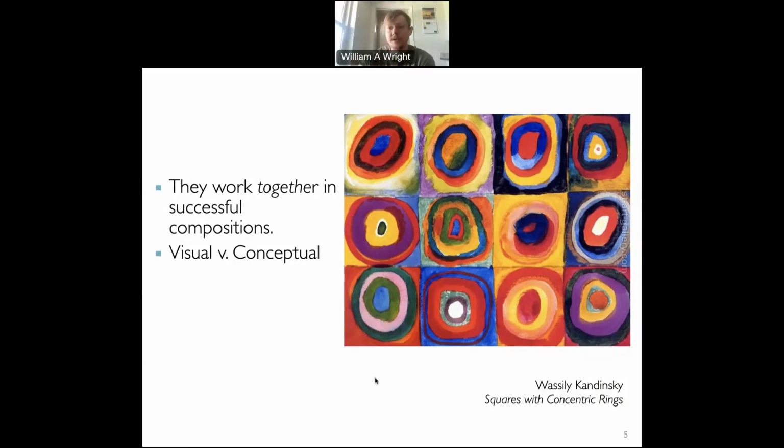But like how the things, what goes together is unity. What's different is variety. Now there are two different kinds of unity and variety called visual and conceptual. We're talking about that in a second.